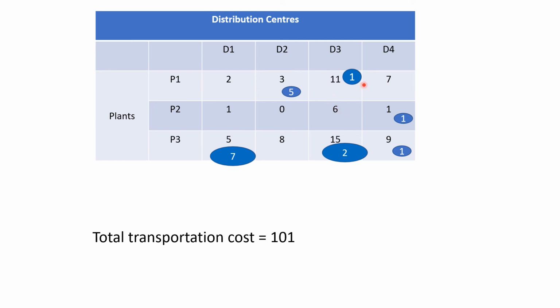So here your cell evaluation was minus 1. How many units have you allocated to this? 1. So your total transportation cost will get reduced by 1 into 1, that is 1. Earlier your total transportation cost was 102, and now the total transportation cost, which you calculate by summation of the products, that is 3 into 5 plus 11 into 1 plus 1 into 1 plus 9 into 1 plus 15 into 2 plus 5 into 7, gives you 101. Right?